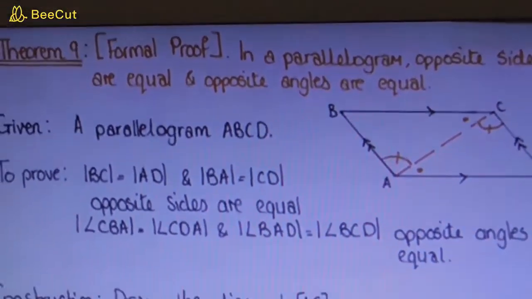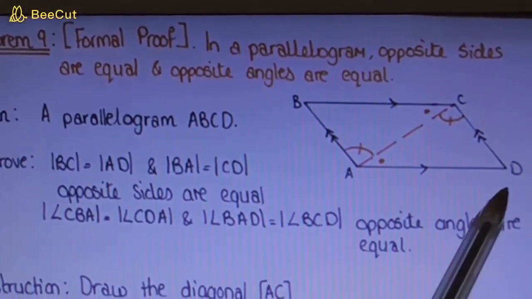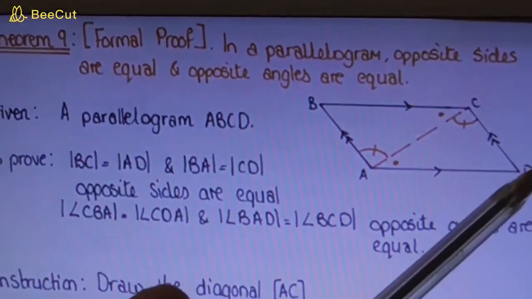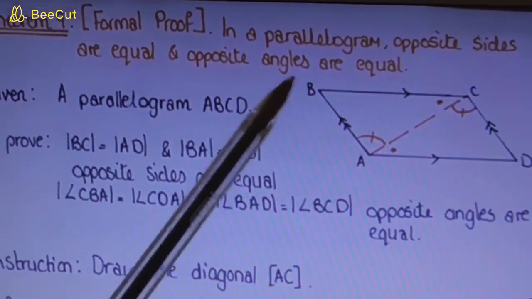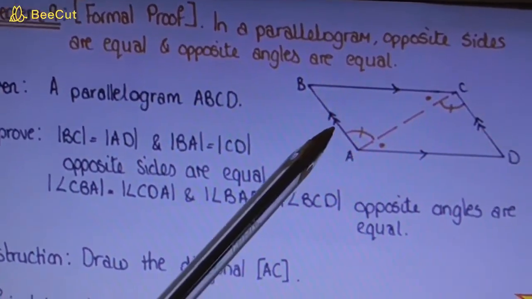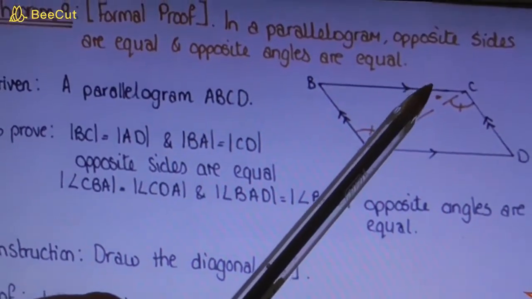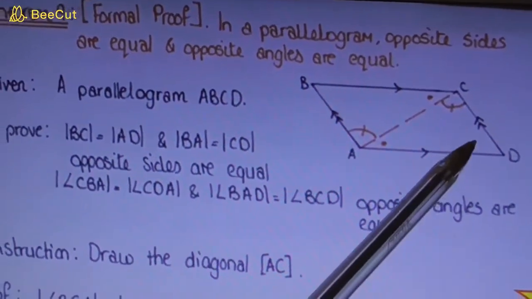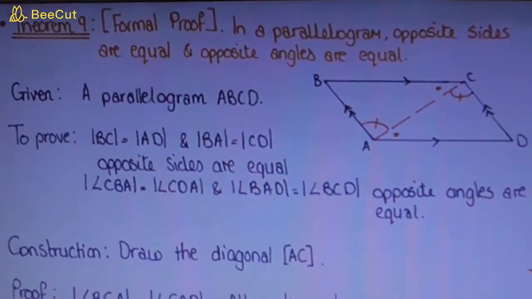To prove, I want to prove that opposite sides are equal and opposite angles are equal. So, what's your labelling? I want to prove that the length of BC is equal to the length of AD, and that the length of AB is equal in length to CD. And then look at your angles. I want to prove that opposite angles are equal. So I want to prove that angle BAD, this angle here, is equal to angle BCD, this angle up here, and also that angle CBA, this one here, is equal to angle CDA. So just make sure your labelling is accurate. That's what I'm trying to prove, and there are a lot of things there.